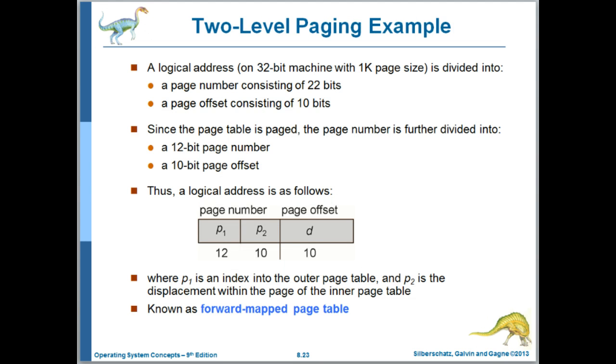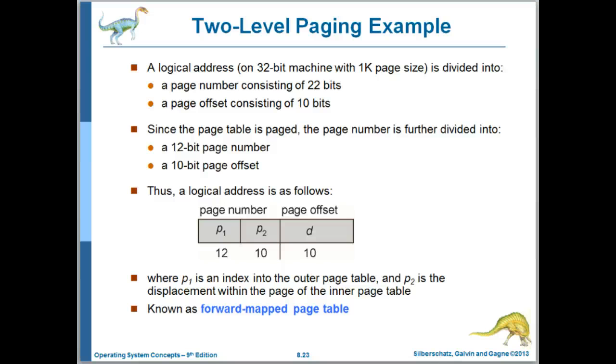All right, so let's assume that we have these specifications. So a 32-bit address with a 1K page size. So we know right away that the page offset is 10 bits, giving us a page number of a single level page table number of 22 bits.